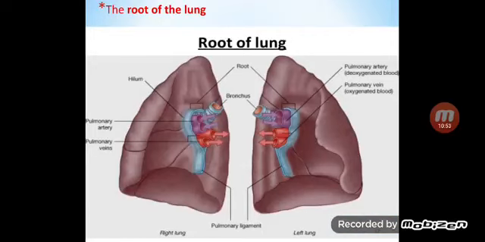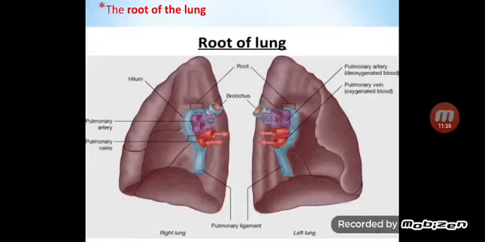If you look at the root of the lung, what is the root of the lung? It is the site of entry and exit of structures that enter and leave the lung. Like what? The bronchi, pulmonary artery, pulmonary veins, lymphatics, bronchial arteries and veins, in addition to the innervation. The right lung root and left lung root have the same structures entering and leaving the lung.